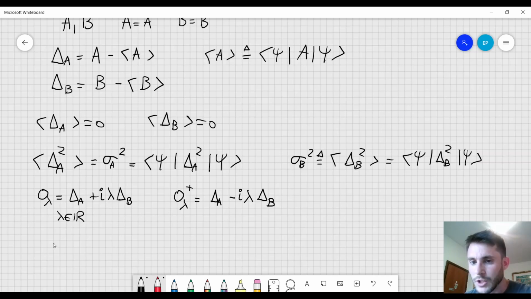Now I want to consider O lambda acting on a generic state psi, and in particular I want to consider the magnitude squared of this state. Therefore I can write it like this. I will put O lambda dagger here and psi written as a bra. Using this notation, this quantity is of course greater than or equal to 0, because you can think of this as a magnitude squared. But now we can also substitute the expression for O lambda and O lambda dagger here.